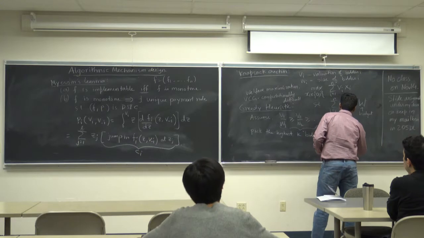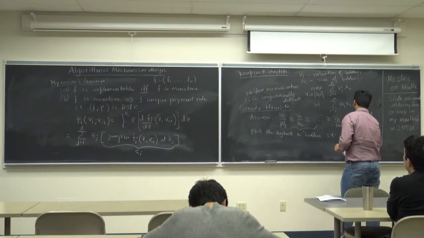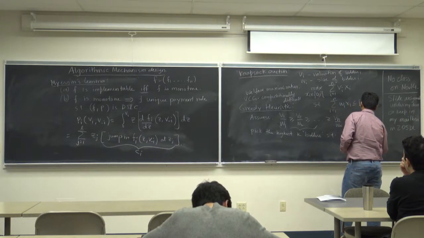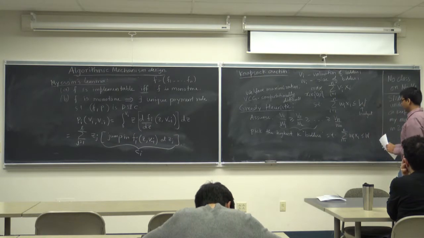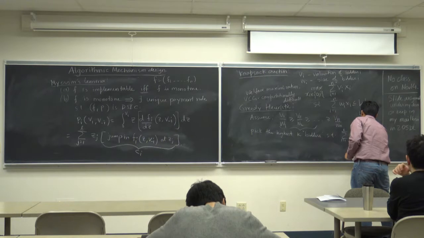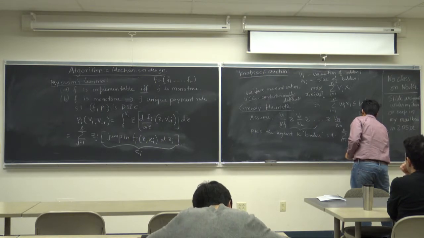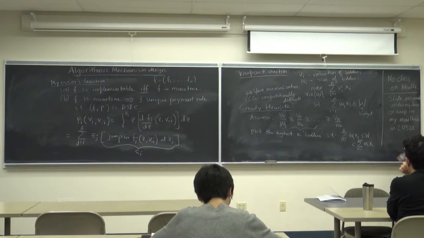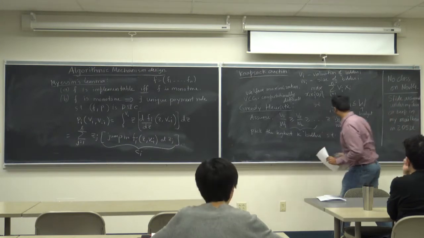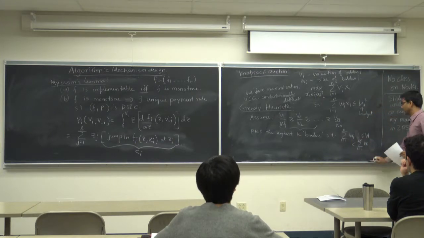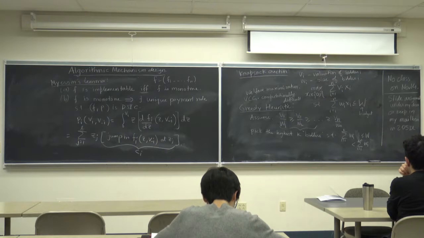So pick the highest K bidders such that summation of wi, i equals 1 to K, is less than or equal to capital W, which is less than summation of i equals 1 to K plus 1 of wi. Well, actually xi is equal to 1, right? So I'll just remove xi from here. Okay, so this is a heuristic.